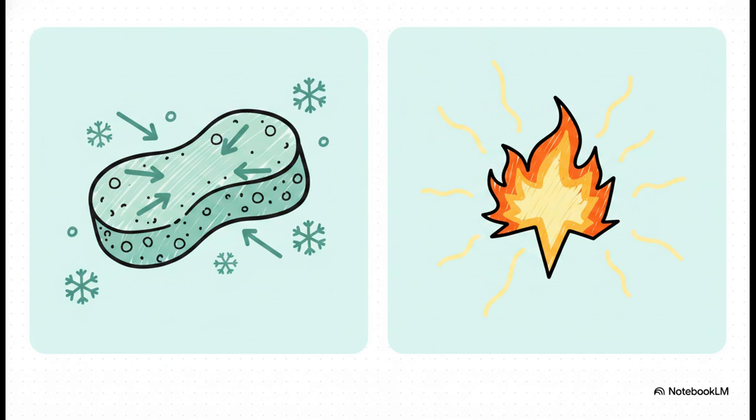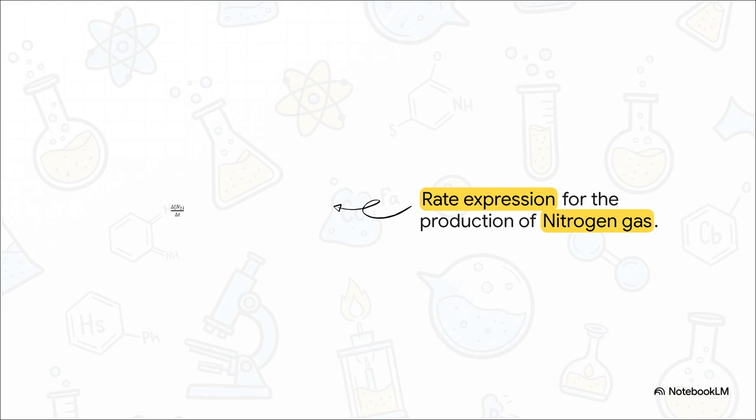On the flip side, exothermic reactions are like a roaring fire. They release heat out into the surroundings, so their enthalpy change gets a negative value. Grasping this energy flow is literally the foundation for designing everything from instant cold packs to massive rocket engines. And speaking of reactions, let's talk about speed. The exam brilliantly illustrates how we write a valid rate expression based on the change in concentration of a gas over time. The reaction is 2 moles of NO plus 2 moles of H2, producing 1 mole of N2 plus 2 moles of H2O.